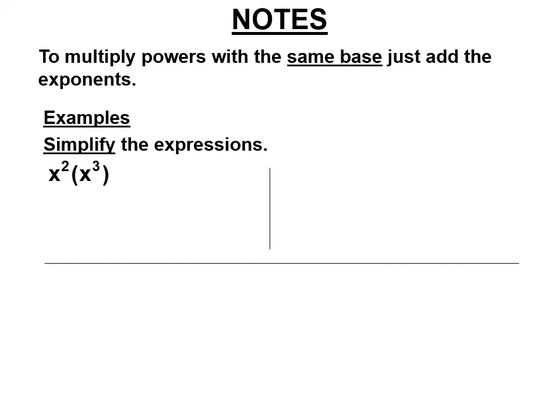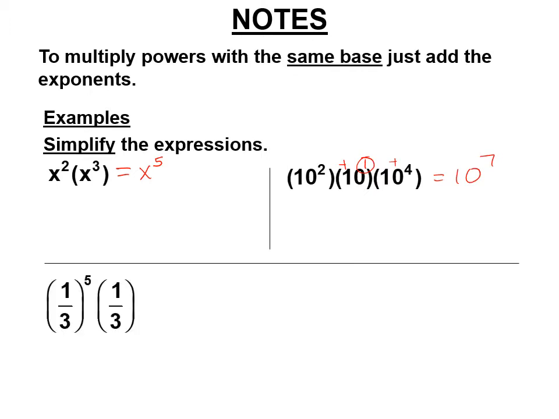So it says simplify the expressions. You're not going to know what x is. You add the 2 and the 3, and that will equal x to the 5th for all values of x. So again, we're not evaluating this, we're simplifying it. Treat the 10 just like x. So we keep the 10. We don't do 100 or anything like that. And then it's to the 7th because there's a 1 there that's missing, right? So it's 2 plus 1 plus 4. That equals 10 to the 7th. When we have fraction bases, we need parentheses around it, and that equals 1/3 to the 6th. You're adding the exponents.